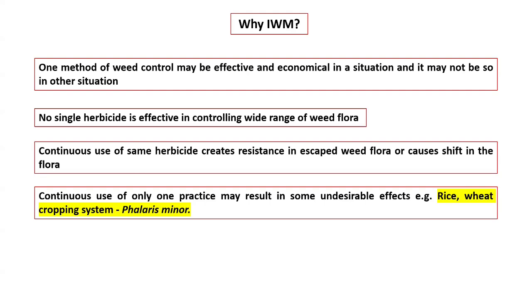And after that, in Rabi season, if wheat is grown, then the weed associated with wheat is Phalaris minor. And not only the wheat, the what can I say?